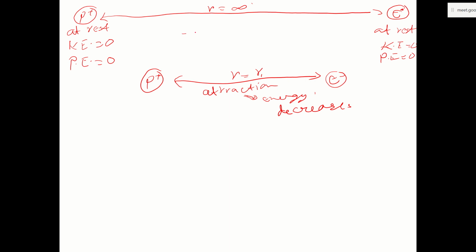The total energy of the system. So let's see, initially, in the first case, the potential energy of the system is 0. Now because of this attraction the potential energy will further decrease, so it will become less than 0, it will turn out to be negative.